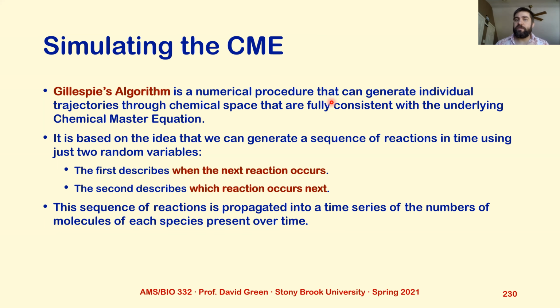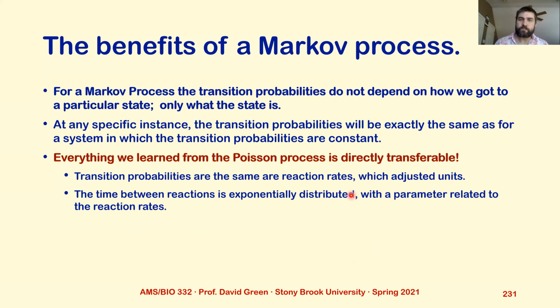It's based on the idea that we can generate a sequence of reactions through time. And then from that sequence of reactions, we can convert that into a time series of the numbers of molecules. And we're going to be computing two things in each step: when the reaction occurs and which reaction occurs.